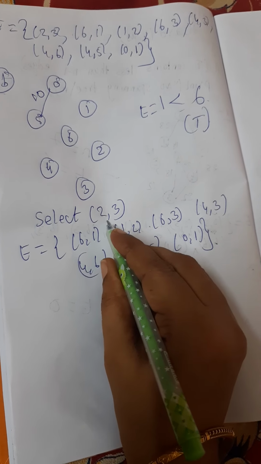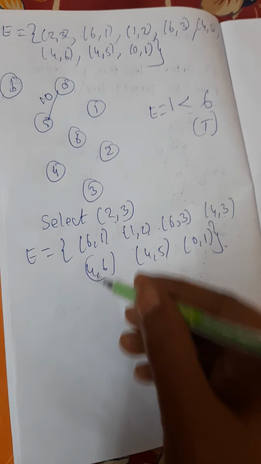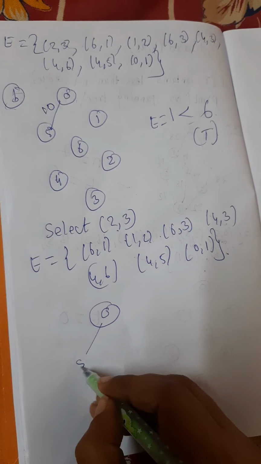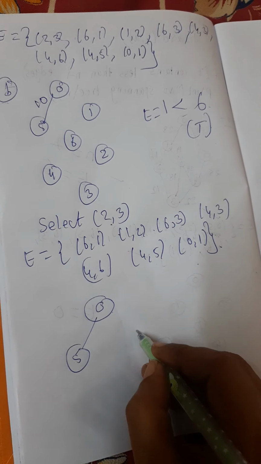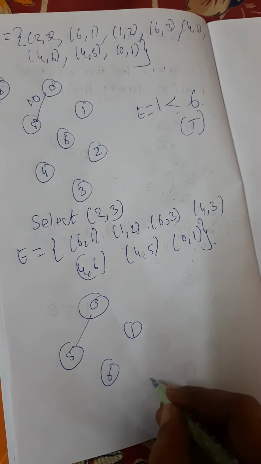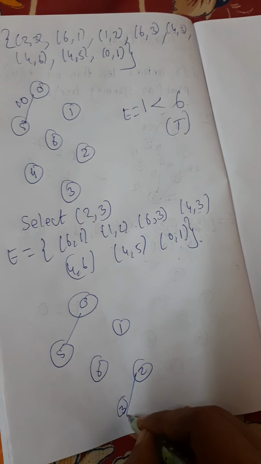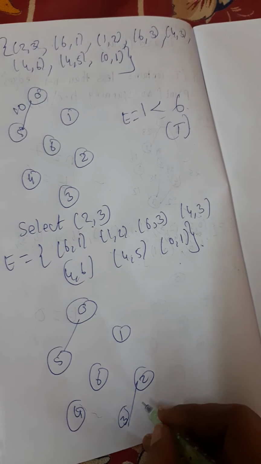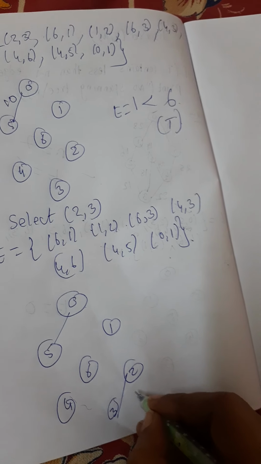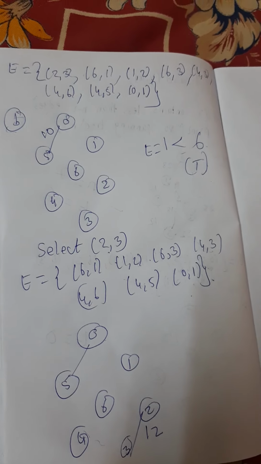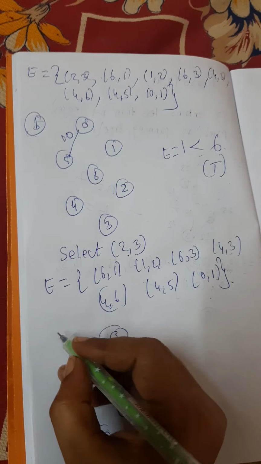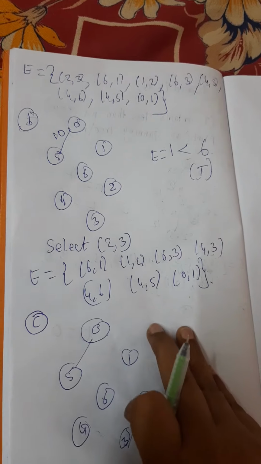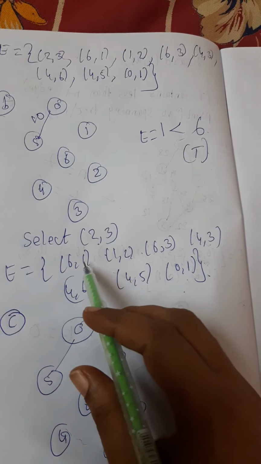Now let us add 2 3. If you add 2 3, will it form a cycle? No. So what will be my tree again? This is 5, 1, 6, 2, 3, and I am adding 2 3 now. What is the cost of 2 3? The cost is 12. This is what I am adding. This is my figure number C.